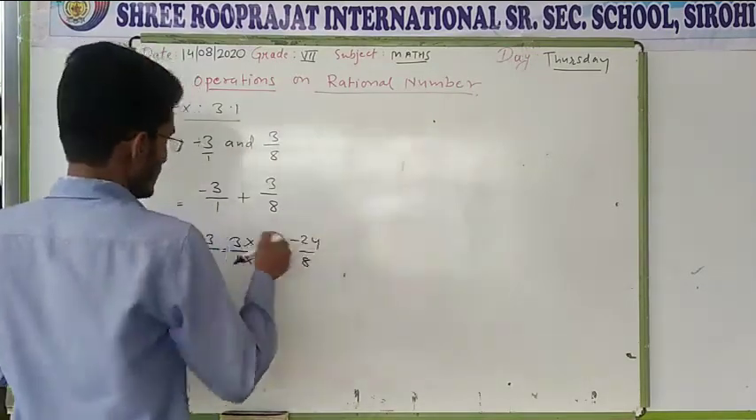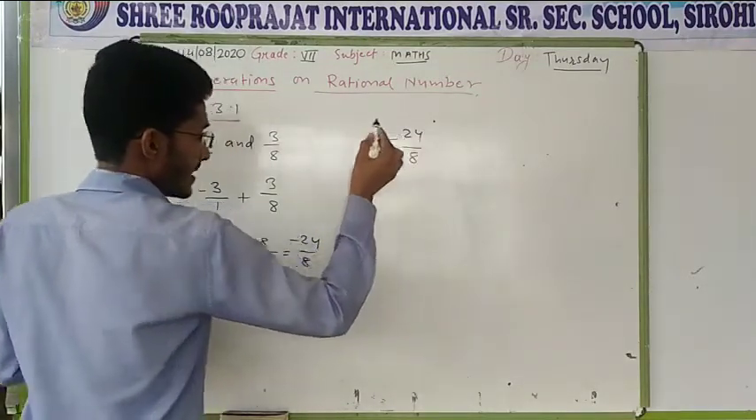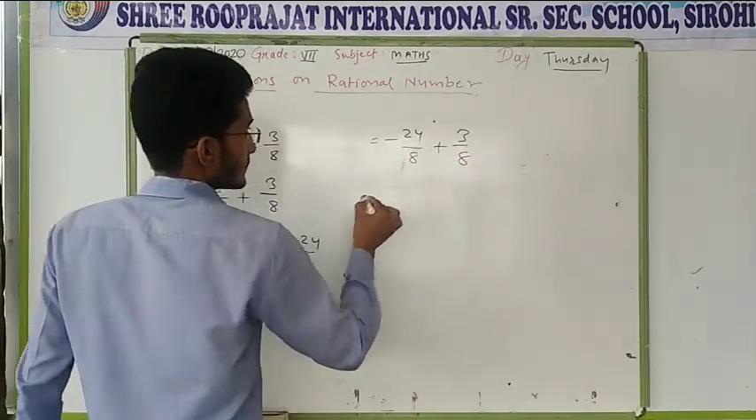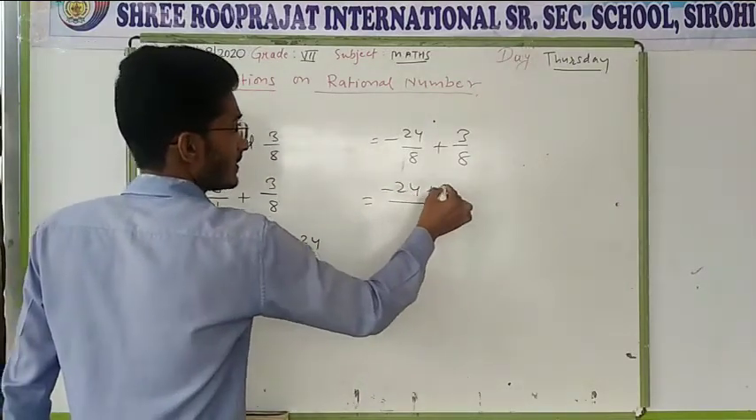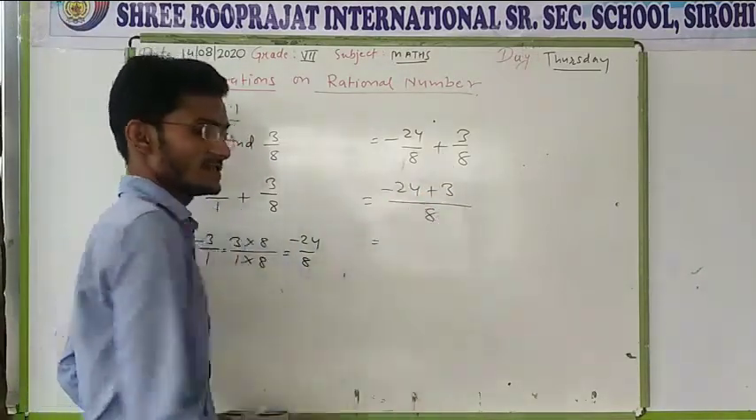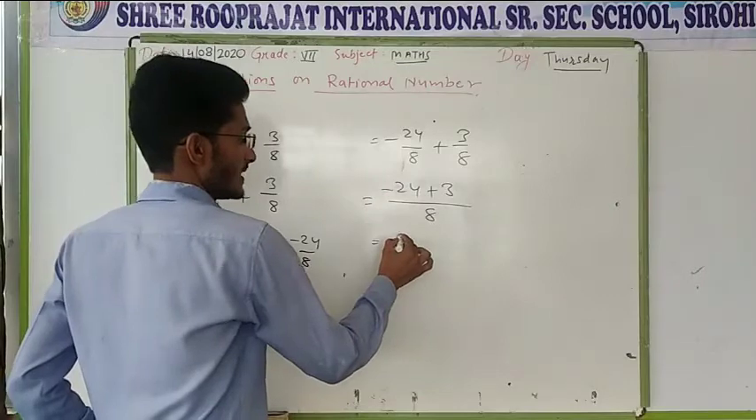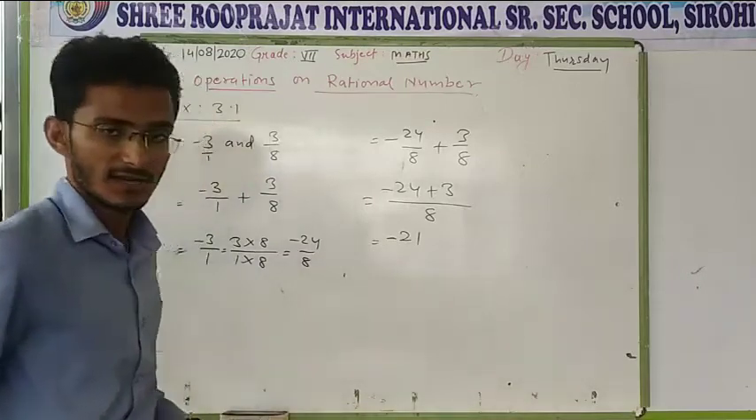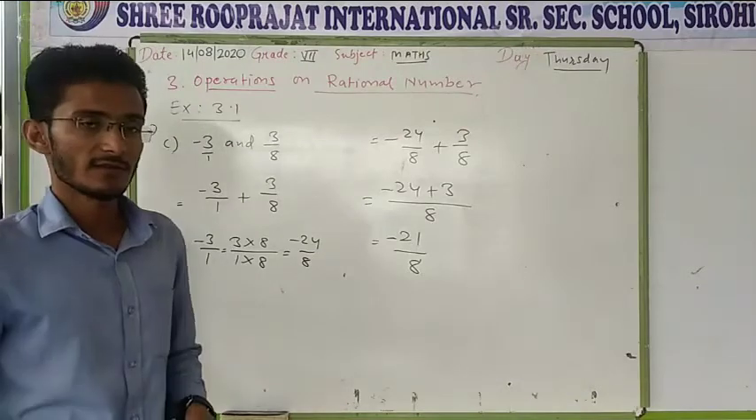So now if you add, in place of minus 3 by 1, you will write minus 24 by 8. And the second one, this is 3 by 8, you have to write as it is. So now the denominators are the same, 8. You have to just add or subtract the numerators according to their sign. So one is negative, the second one is positive, that means you have to subtract the smaller from the greater one. So 24 minus 3, you will get 21. 21 is greater, that means you have to put a negative sign because 21 is greater and it is a negative number. Divide by 8.